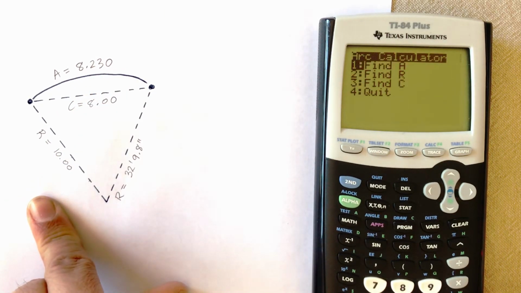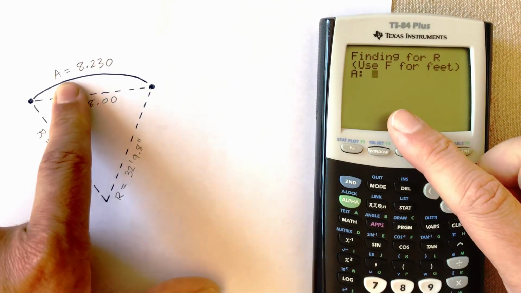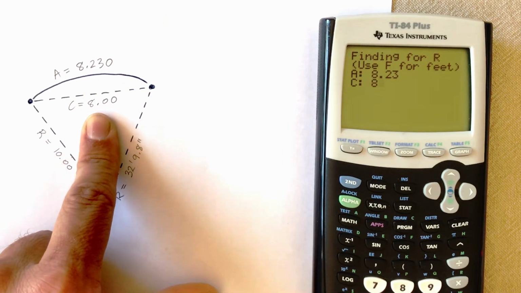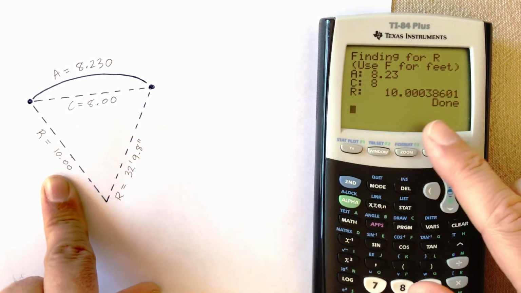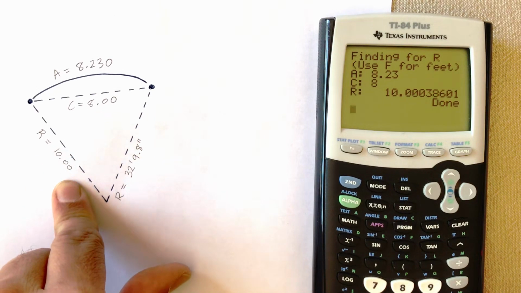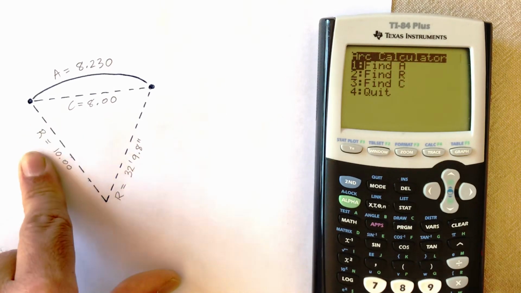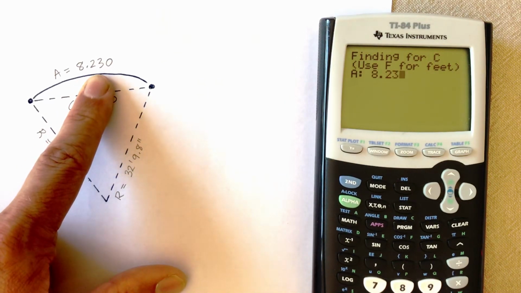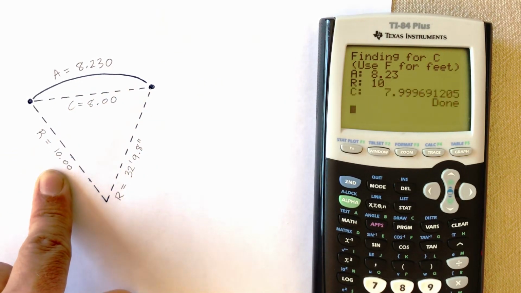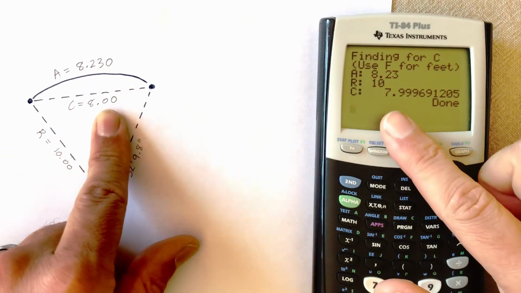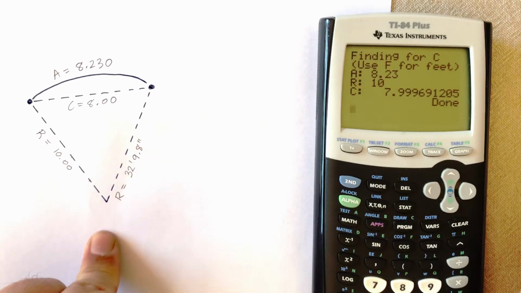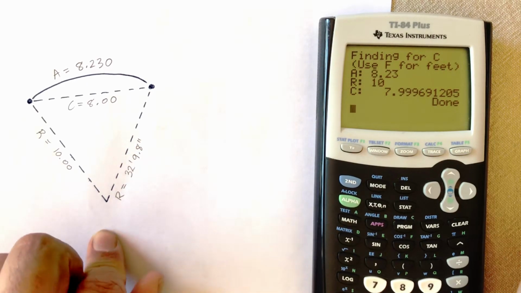Hit enter to run it again, and I can find R this time, and it's going to ask for A, 8.23, and C is 8, and it'll give me the R value, 10.00, or find C. A would be 8.23, R is 10, and it'll give me C as 7.9996, rounded up to 8. So this is useful sometimes if you want to calculate your arc values.